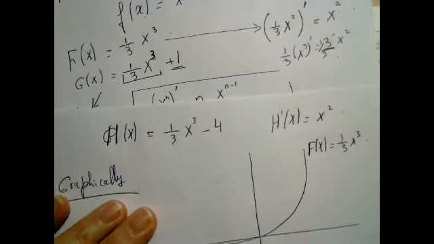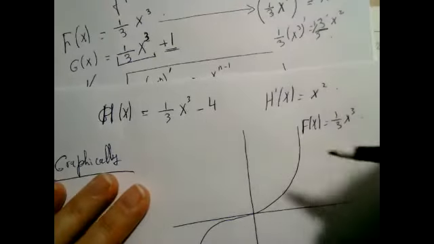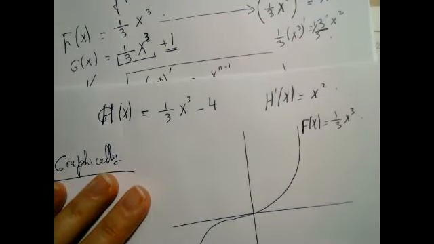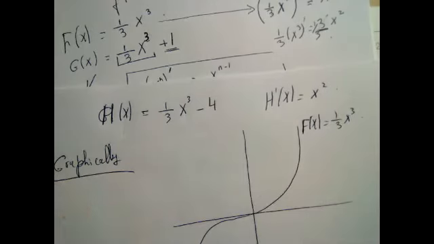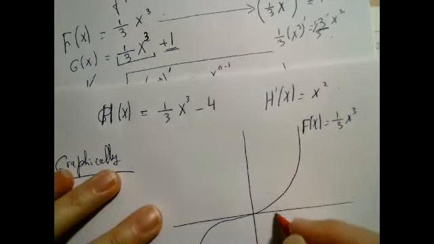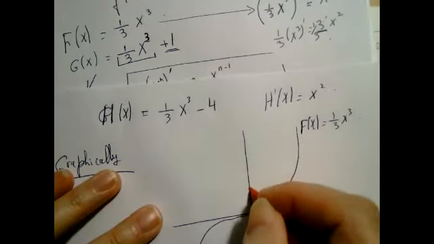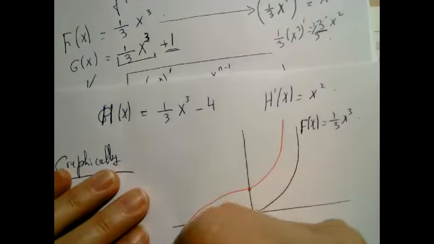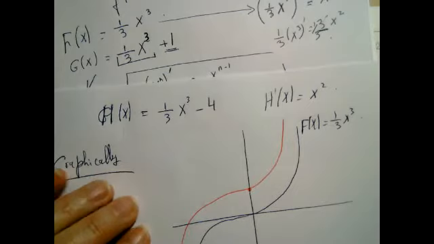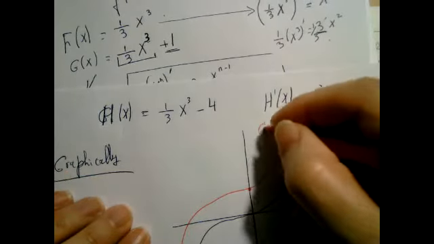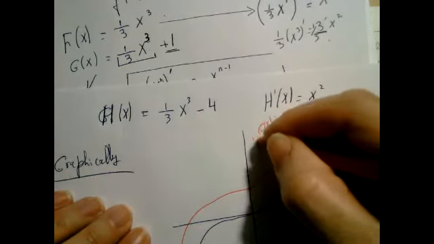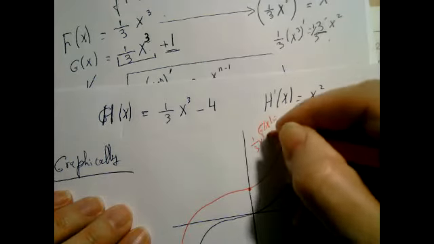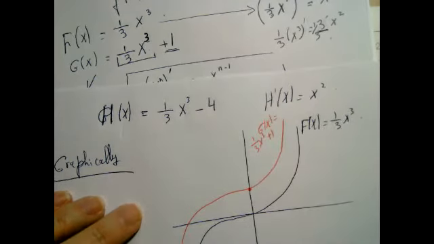That's 1/3 x cubed. And let us do the following to it. Suppose I take this function and shift it up by 1 unit. I just take it and shift it. I don't do anything with it. I just shift it up by 1 unit. So that's my function g of x, which is 1/3 x cubed plus 1. I'm just shifting it up.